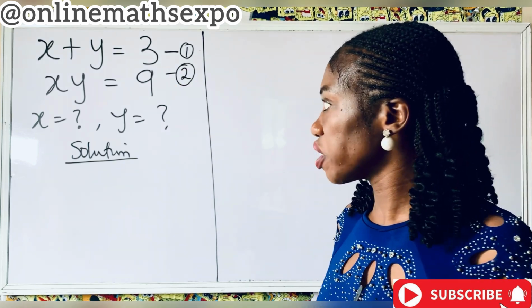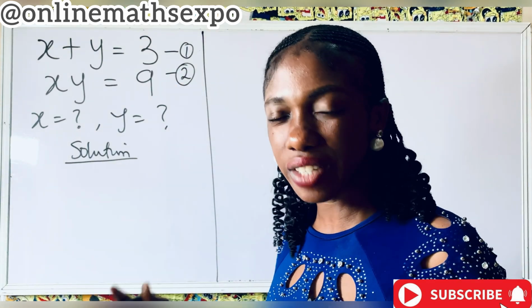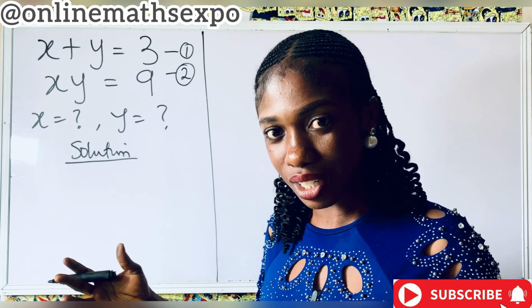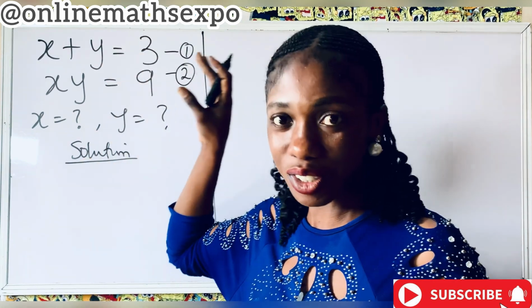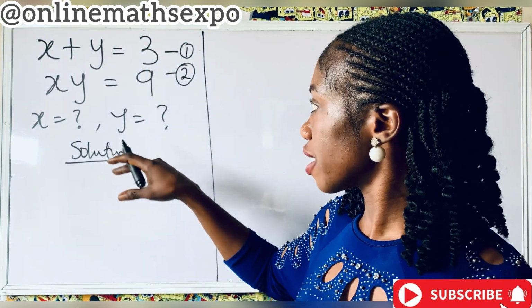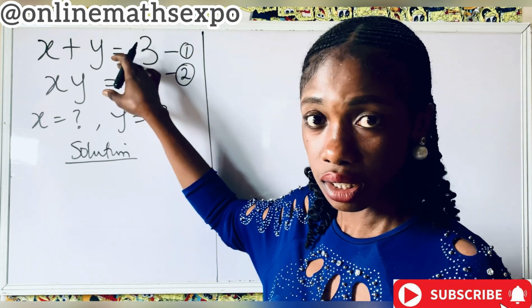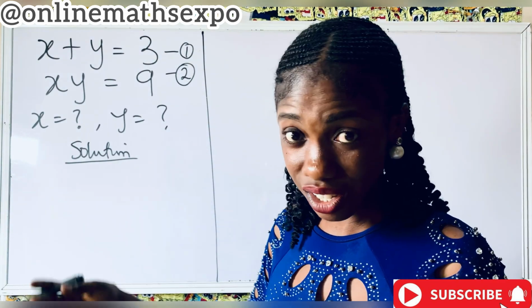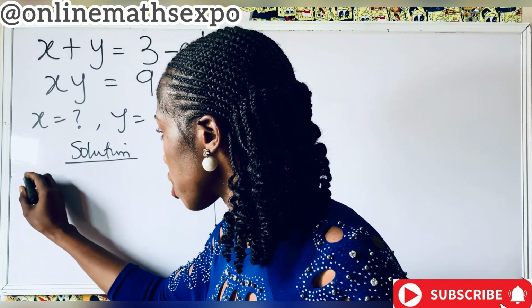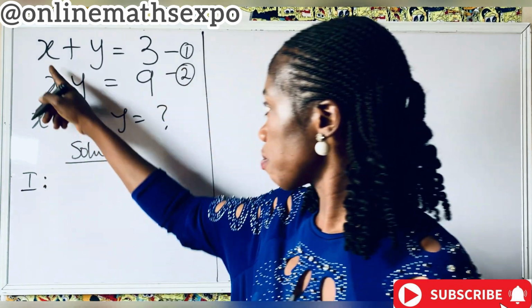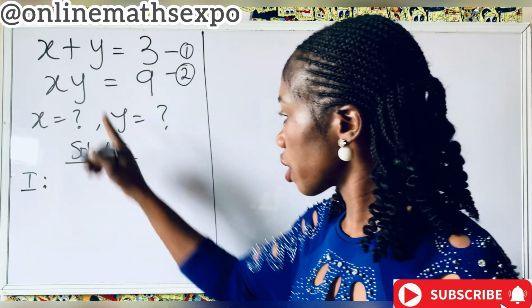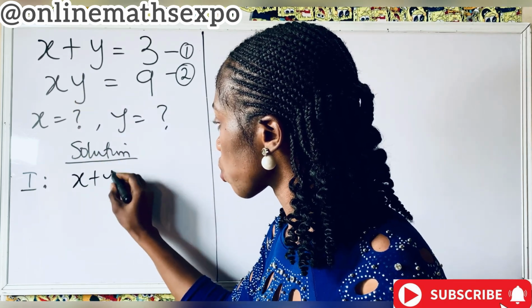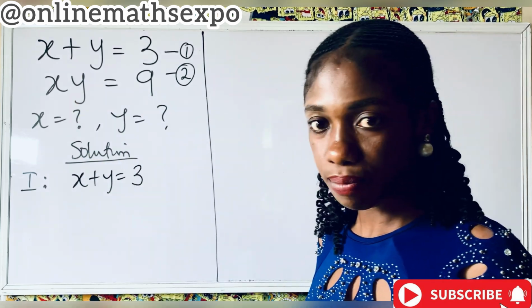So what you will simply do, there are so many ways you can do it. Whichever way you understand better, you can do that with, okay? So let me show you my own way. Now what you will do here is, you can from equation 1, get the value of x, make x subject or make y subject, okay? So from this equation 1, let's make x subject. So in that case, what you have is x plus y is equal to 3.